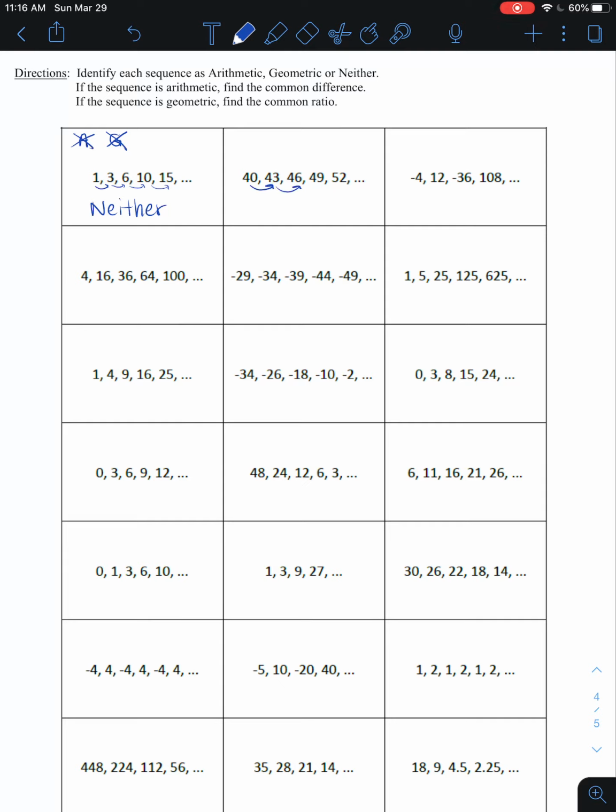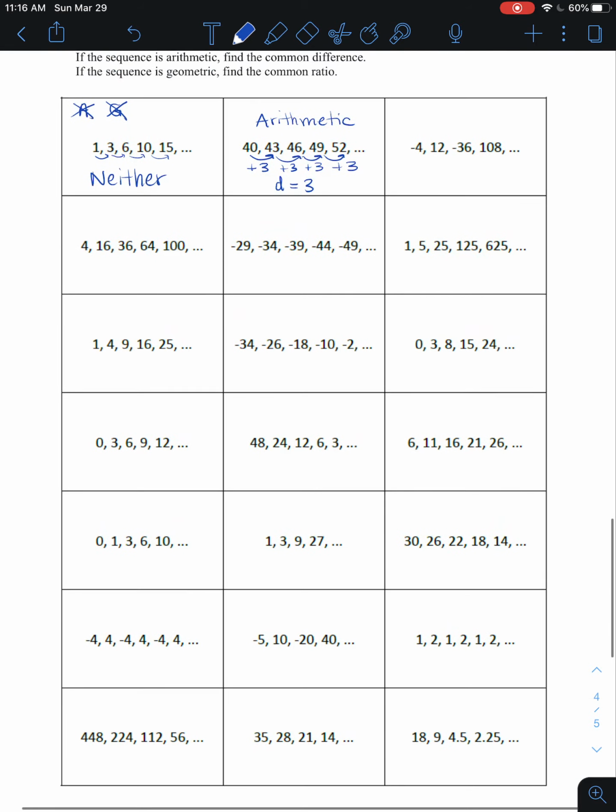Let's try one more. When I look at this sequence, I see 40 plus 3 gets me to 43, and then I am continuing to add 3. So this pattern is formed by the addition of 3. So that's the common difference because this is an arithmetic sequence.